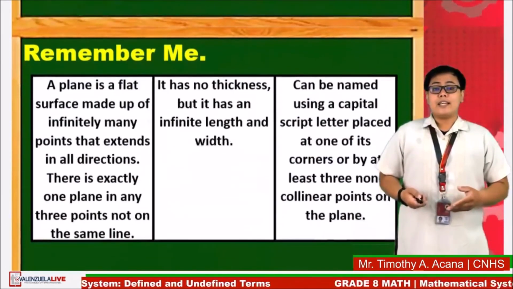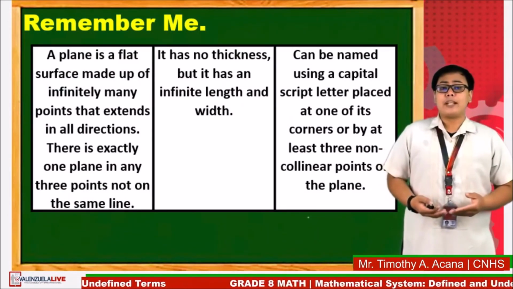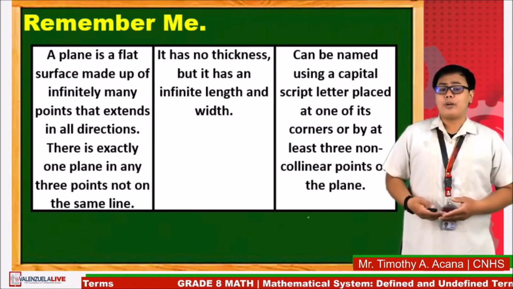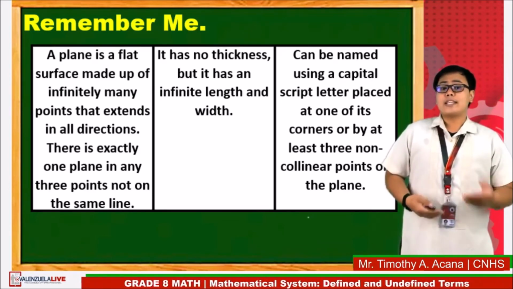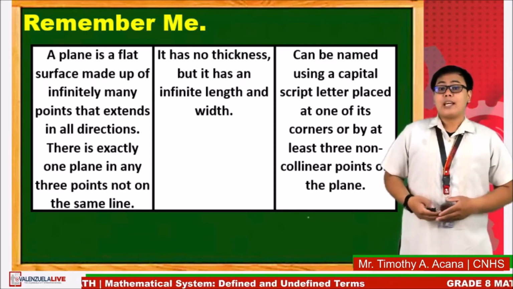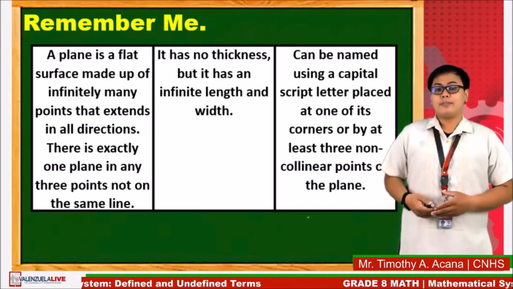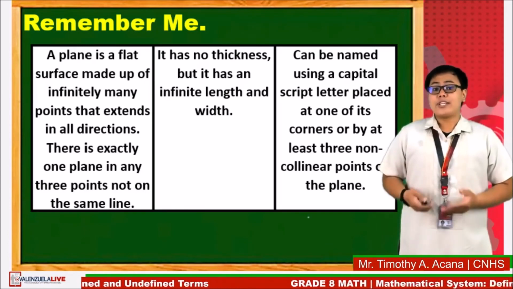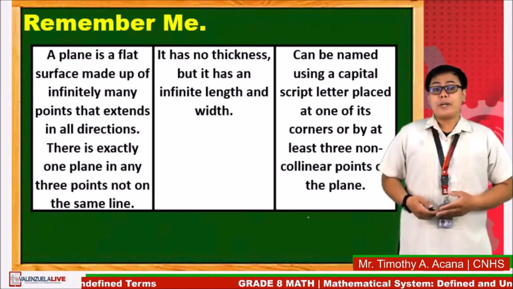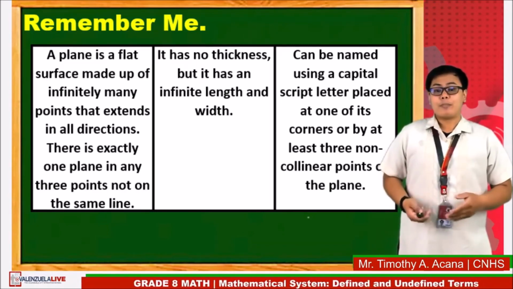And lastly, the plane. A plane is a flat surface made up of infinitely many points that extends in all directions. There is exactly one plane containing any 3 points not on the same line. It has no thickness, but it has an infinite length and width. It can be named using a capital script letter placed at one of its corners, or by at least 3 non-collinear points on the plane.